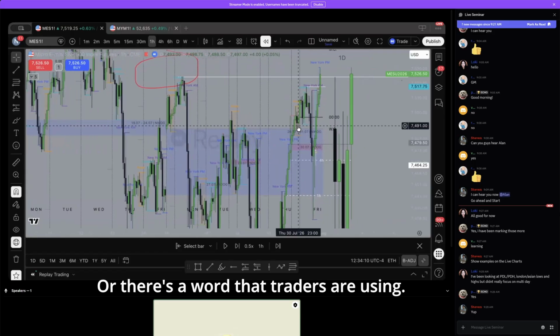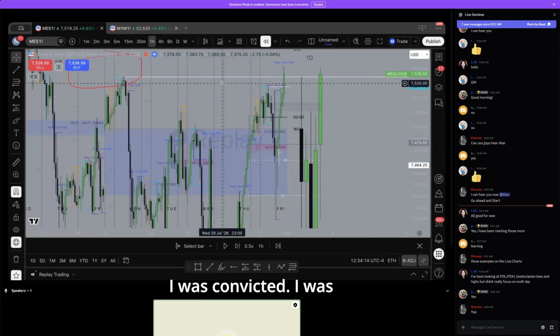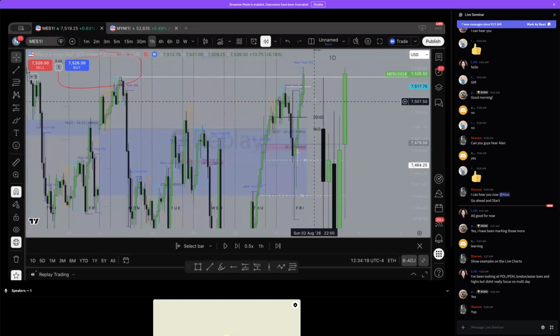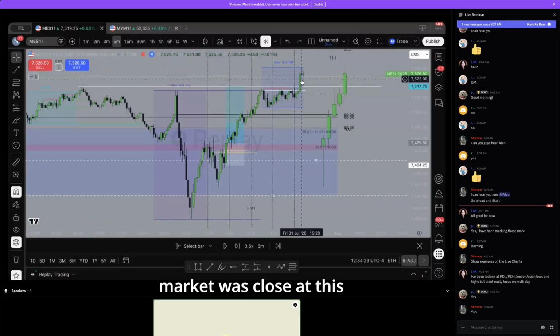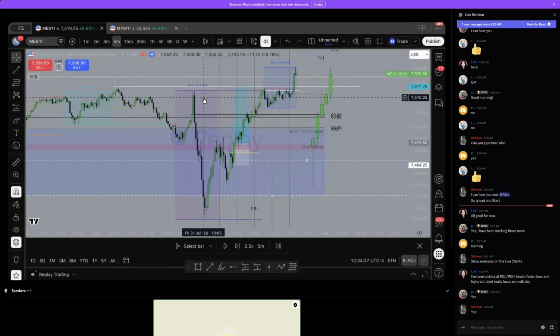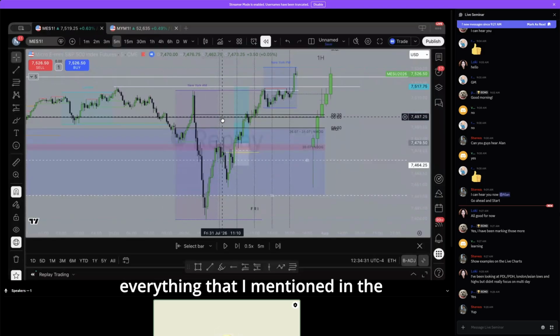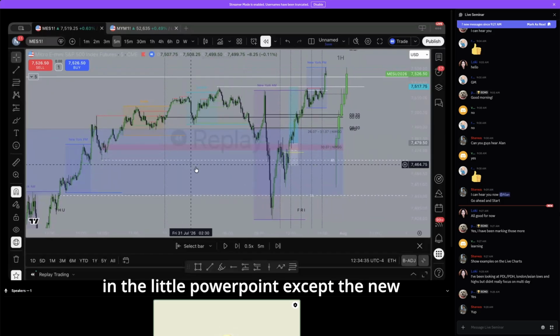There's a word that traders use. What is it? Convicted. I was really convicted with these highs. The market was closed at this point, but after that, what more do you want? You're able to predict where the market went, and it was pretty clean targets. I basically used everything that I mentioned in the little PowerPoint, except the new week opening gap.